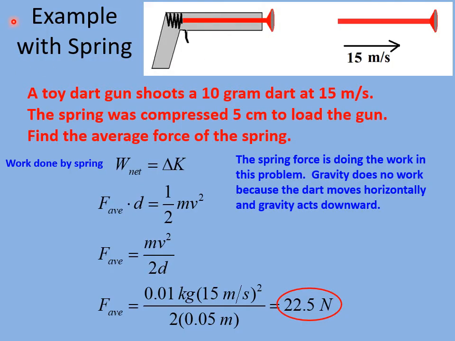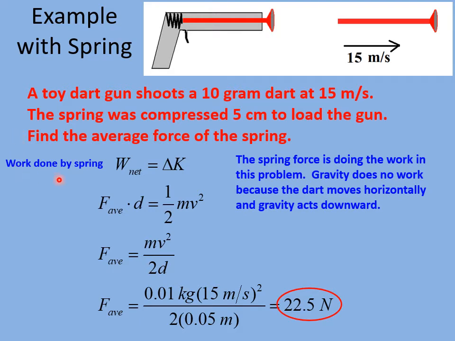Let's now take a look at an example with a spring. So a toy dart gun shoots a 10-gram dart at 15 meters per second. So here's kind of the before picture, and here's the after picture with the dart shooting out of the gun. The spring was compressed 5 centimeters to load the gun. Find the average force of the spring.